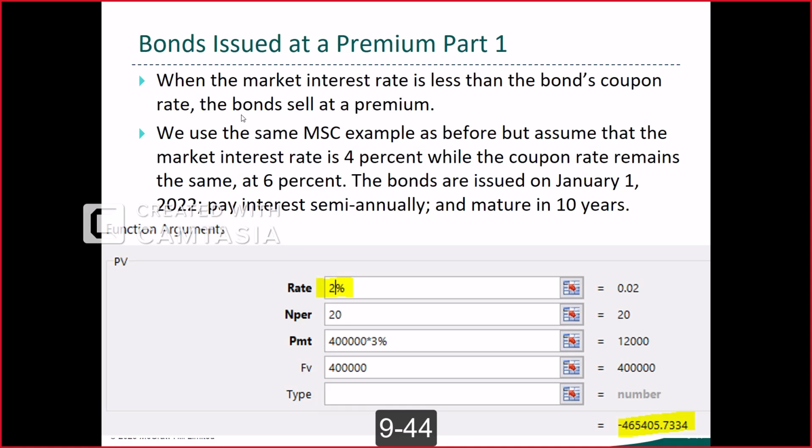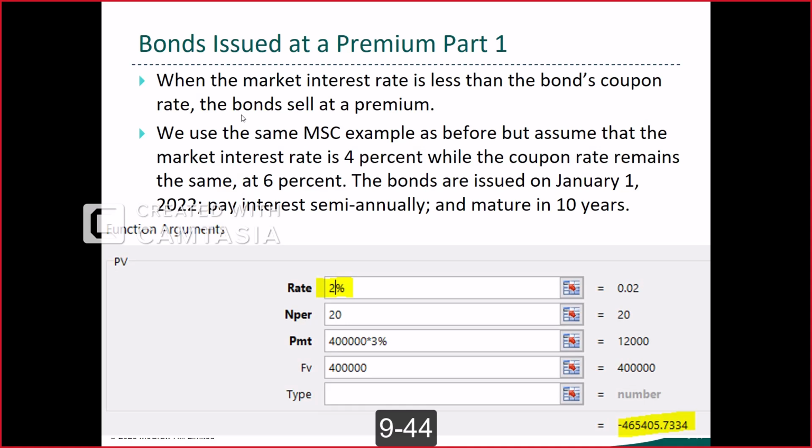This being said, investors will be happy to pay more than the principal amount, more than the amount that they are going to collect back at the maturity day. Why? Since the company is going to pay them regularly a coupon amount of interest which is higher than what the market offers. If we make the calculation using Excel, we enter the market rate. Now we change the market rate to 2% instead of 4, right?